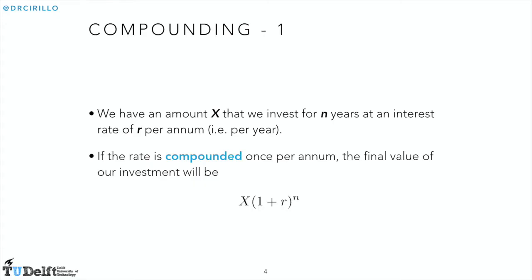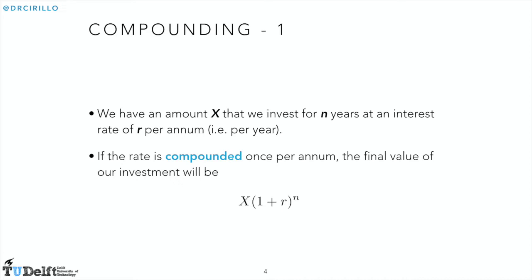Now, very basic, things that you all know for sure, is the notion of compounding. There are different types of compounding on the market. Now, imagine that we have a certain amount that I call X, we don't care, and we invest this amount over time for N years from now. And there is an interest rate per annum, so a yearly interest rate of R.